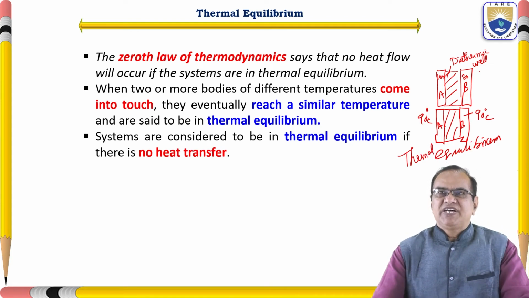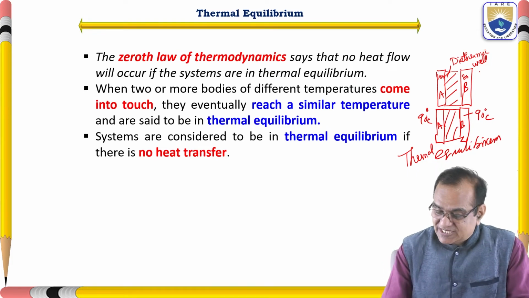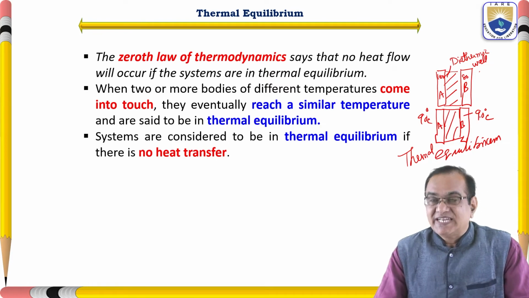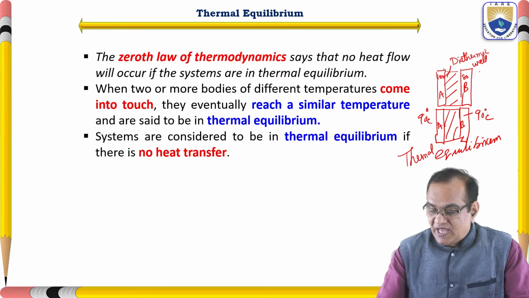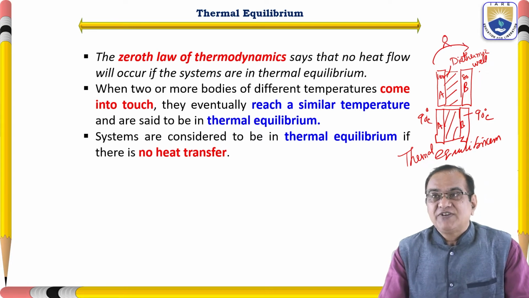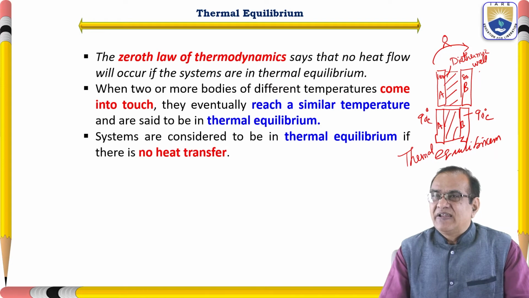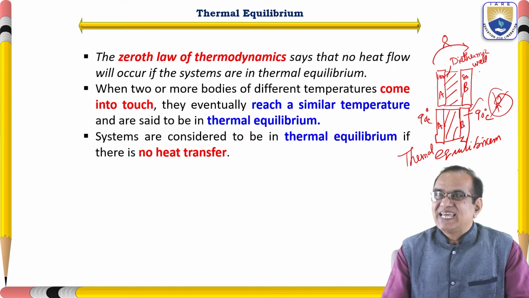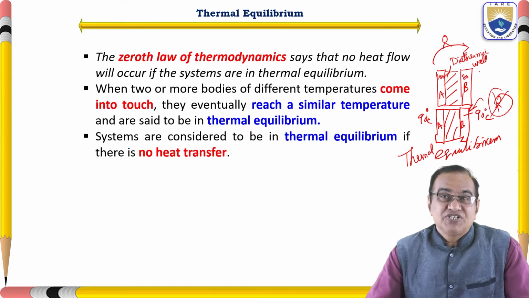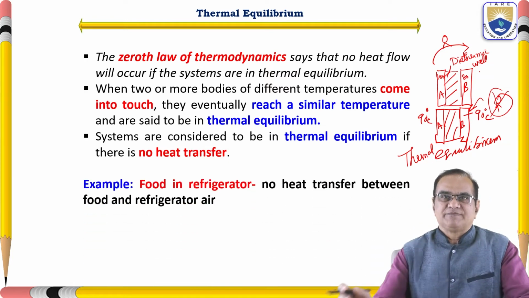Systems are considered to be in thermal equilibrium if there is no heat transfer. So in this case, if both are at 90 degrees, there will not be heat transfer. Before that, heat transfer Q will take place from A to B until both have the same temperature. Once this reaches 90 and this is at 90, there will not be any Q. So systems are considered to be in thermal equilibrium if there is no heat transfer taking place.